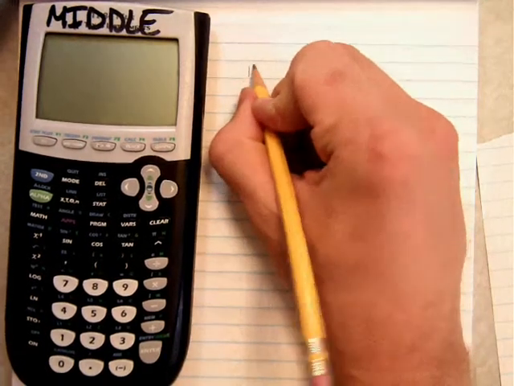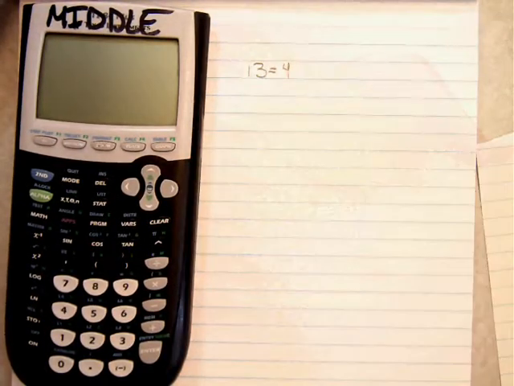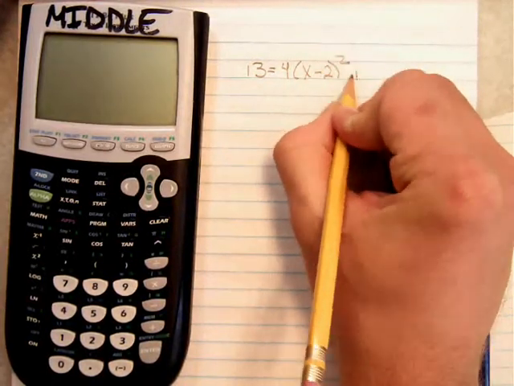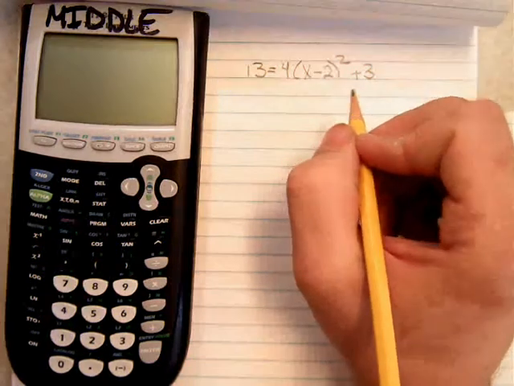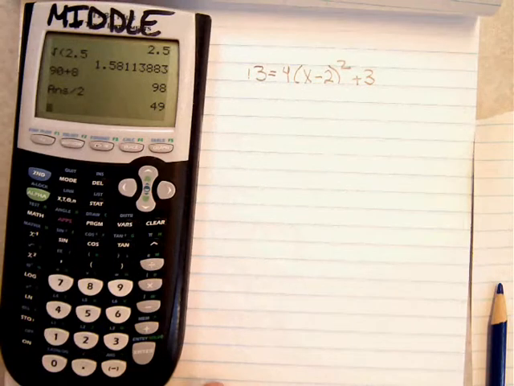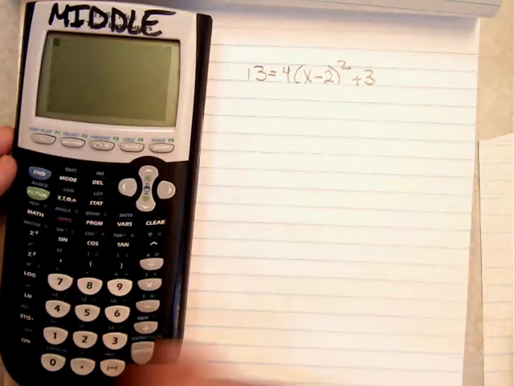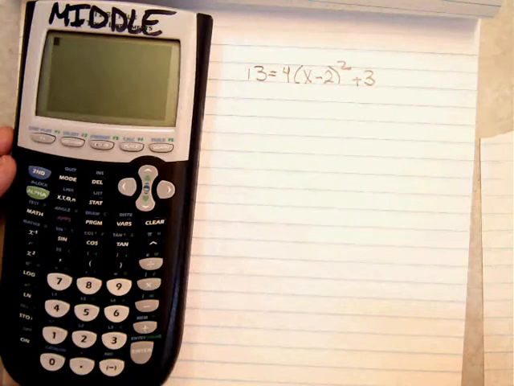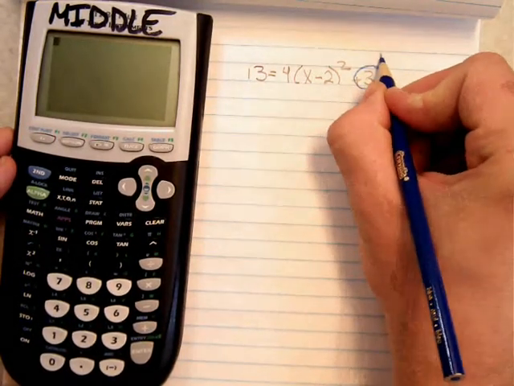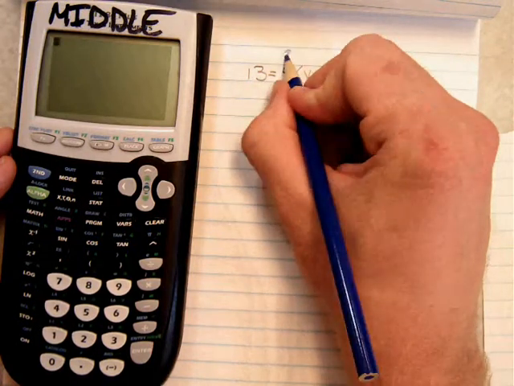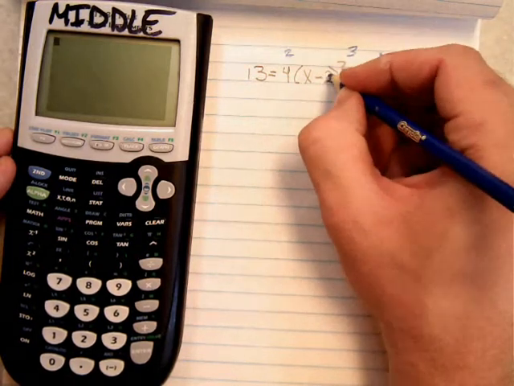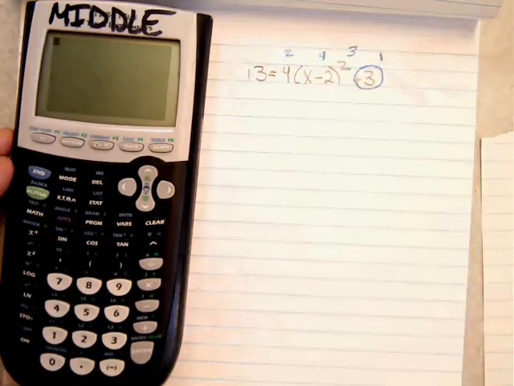13 equals 4(x minus 2) squared plus 3. And we'll look at this one. This time I'm going to use the calculator a little bit because I put some decimals in. So I'm going to circle them and label what we're going to do first. The positive 3 is going to be first. We're going to multiply, and that's going to be second. The square is going to be third, and minus 2 is going to be fourth. If we go in that order, we can solve this pretty quickly.